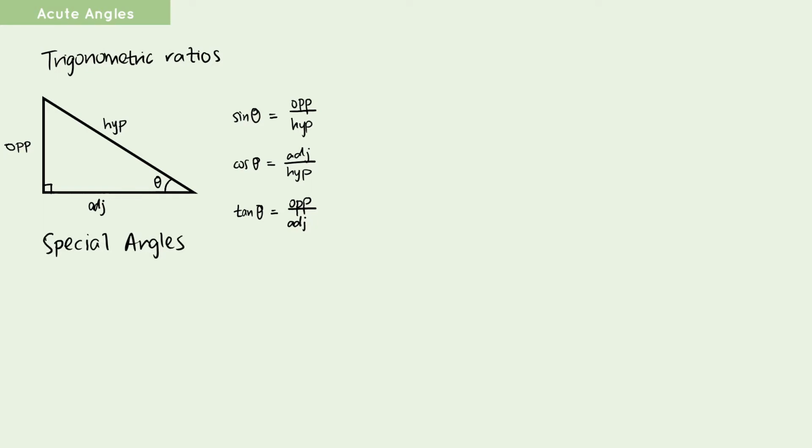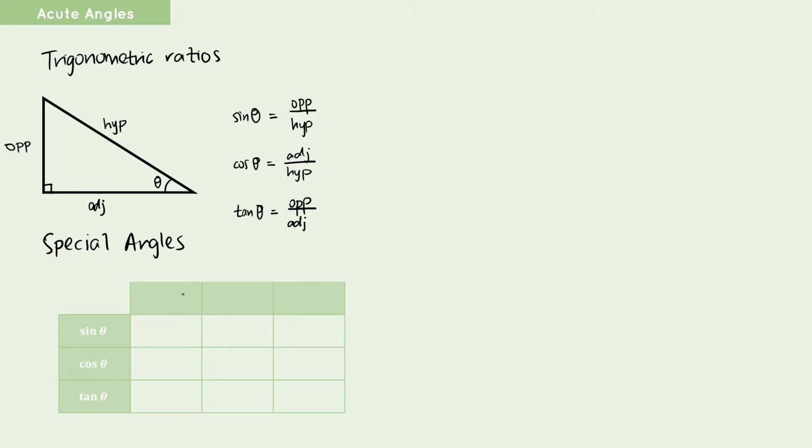So we will need to consider some special angles. If theta is 30 degrees, 45 degrees, or 60 degrees, then we would need to be familiar with the sine, cosine, and tangent of these angles. To do so, we can just use a few right-angled triangles to help us.